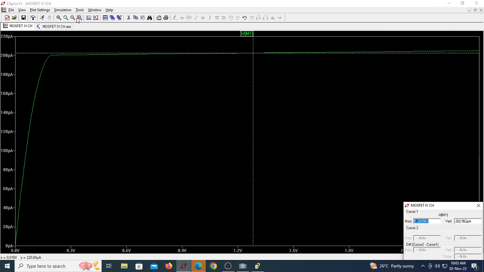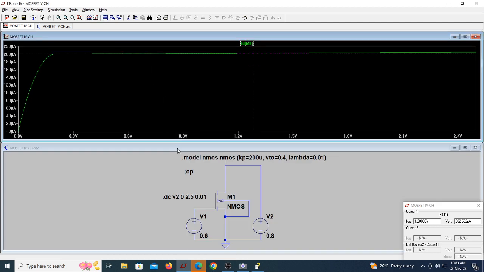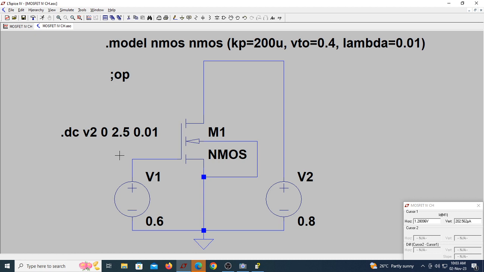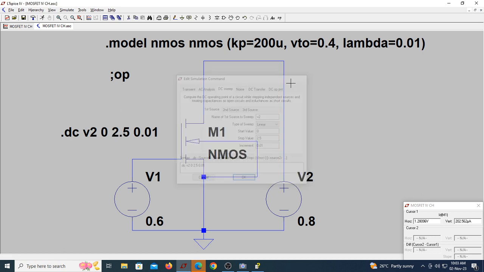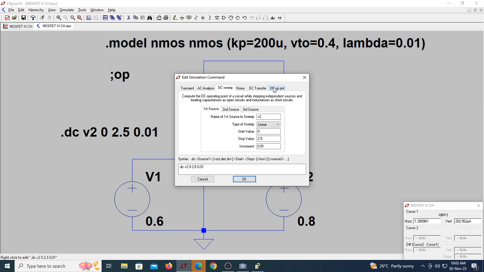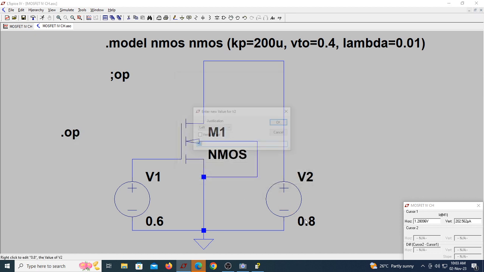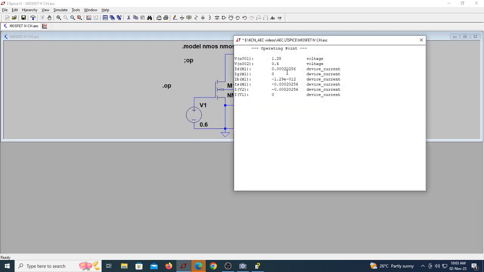Let me also show you one more interesting thing in the schematic. Whenever you do this, let me just do dot op and then find out. Let me keep this in saturation condition. Let me do dot op and keep this voltage as I mentioned, 1.28, and if I run it, can you see I have a current of 202.56 microampere. This is your value.